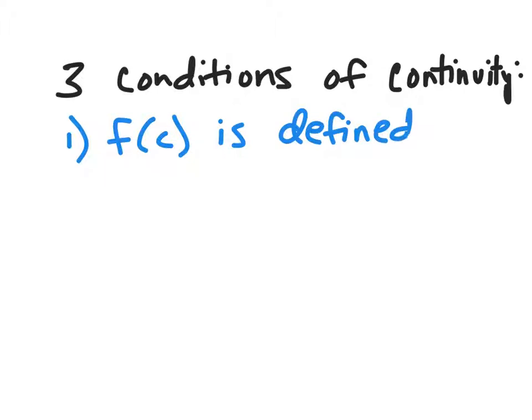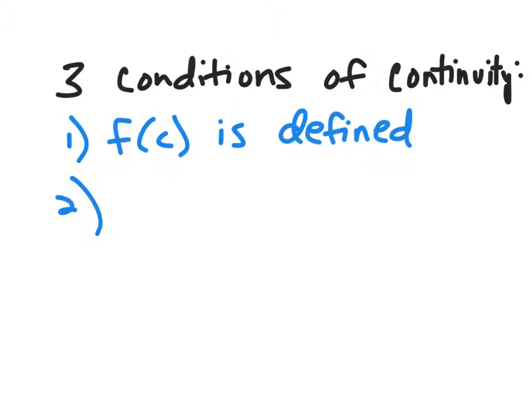Now, when we talk about f of c, that is the function value, or the y value, at x equals c. In other words, what this means is I have to have a point at x equals c. On your graph, you would have to have a closed dot somewhere along x equals c. You can't just have a hole or an asymptote or something like that. There must be a closed dot or a solid point at x equals c.